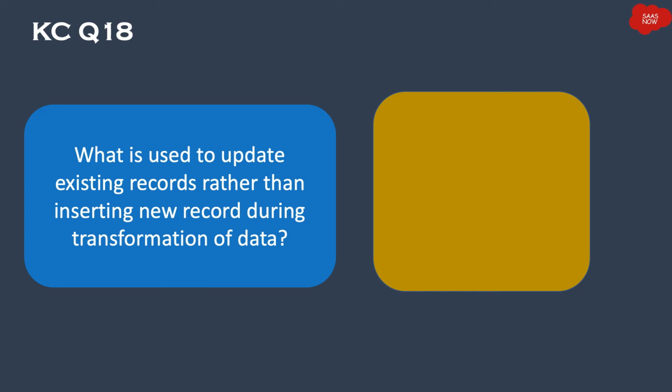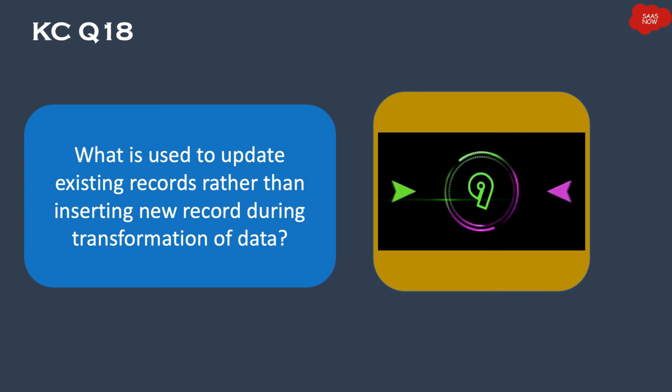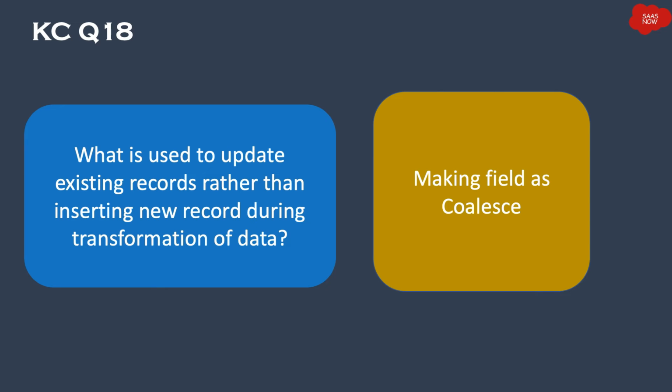Question number 18. What is used to update existing records rather than inserting new record during transformation of data? Your time starts now. And the answer is making field as coalesce.